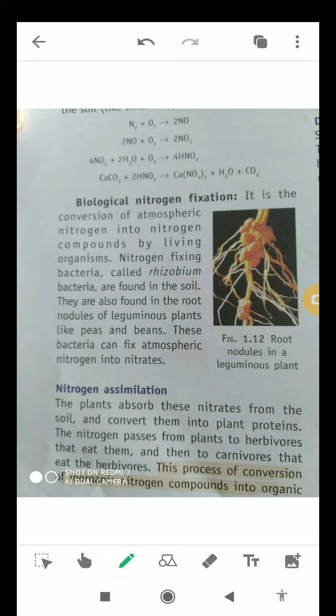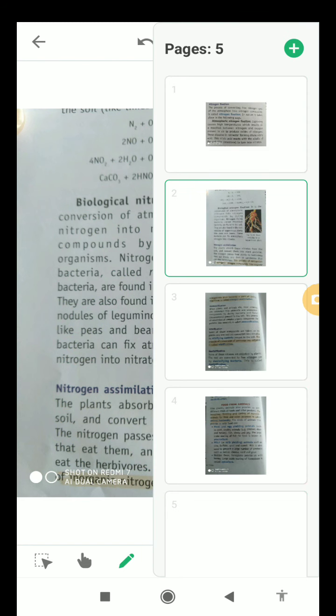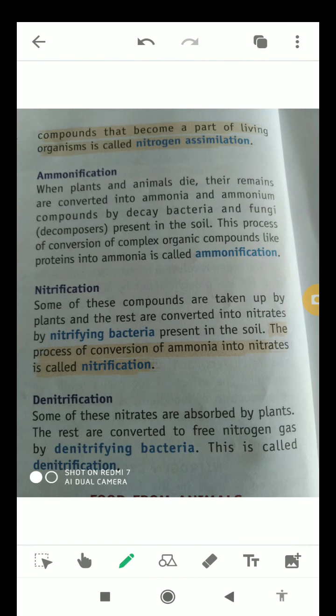Okay, students? So this process of conversion of inorganic nitrogen compounds into organic compounds that become a part of living organisms is called nitrogen assimilation. So, this is how the nitrogen is assimilated.